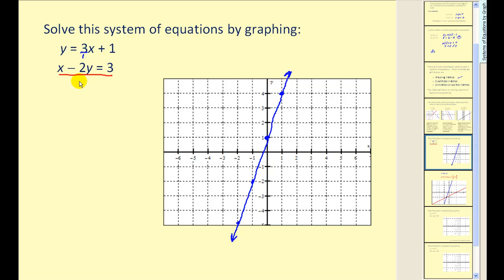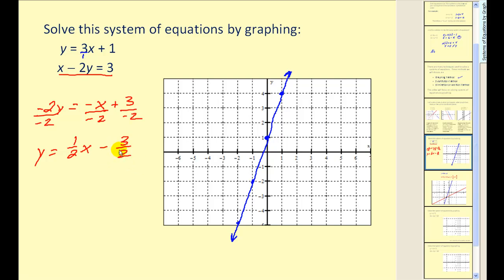Next, on this equation, it's not in slope-intercept form, so we can make a t-table, we could find the intercepts, but I'm going to go ahead and solve this for y, so I'll subtract x on both sides, then divide by negative 2. So we have y is equal to 1/2 x minus 3/2.